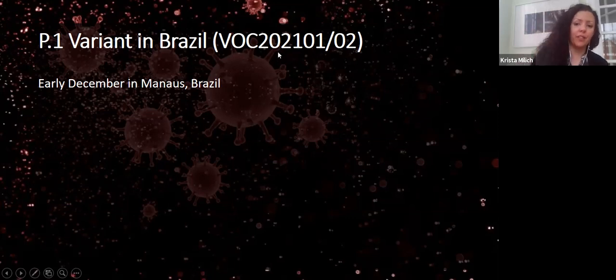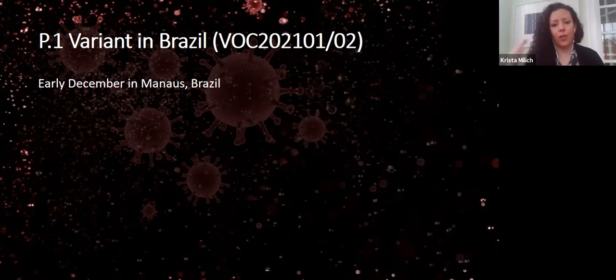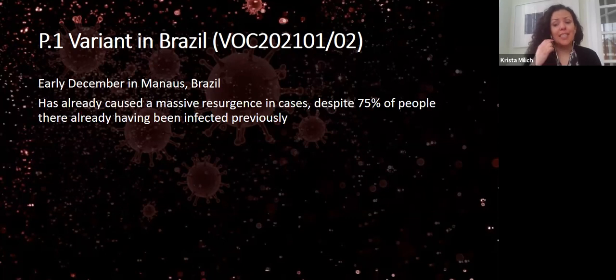The most recent variant that has become a concern that we have started to hear about is this P1 variant in Brazil. So this variant is circulating in Manaus, Brazil, which is in the Amazon. You may have heard, maybe you haven't, but this is a massive city, a very big city with lots of people, and it was talked about a lot last year because there was a horrible spread of COVID in Manaus last year that resulted in 75% of the population being infected with COVID.